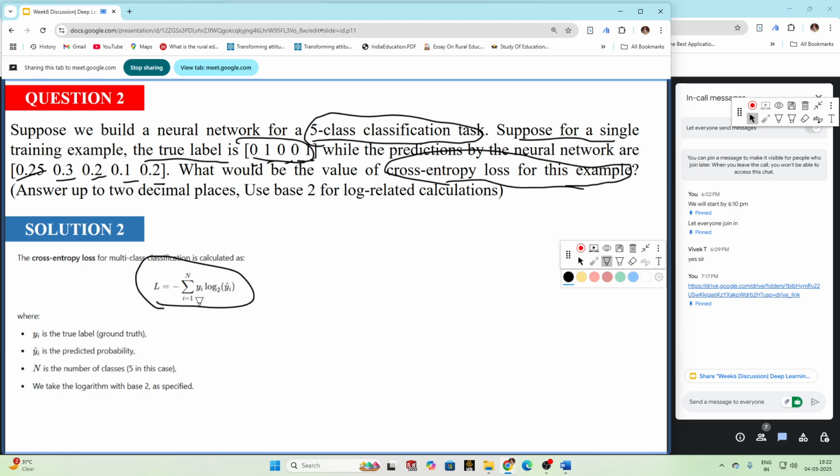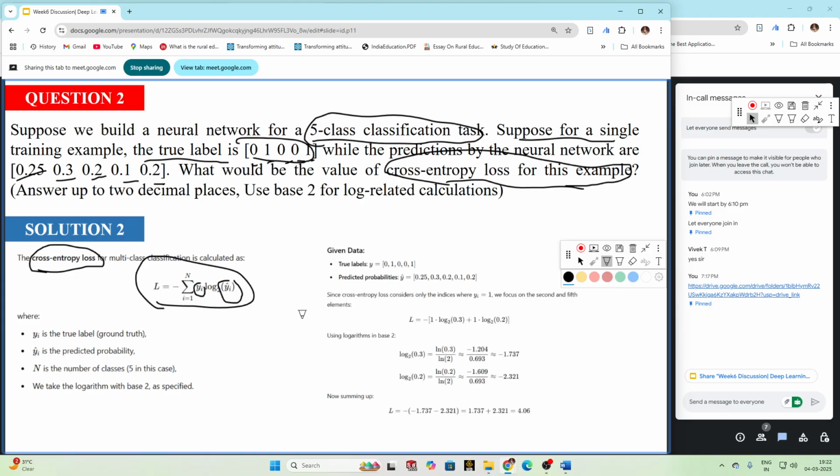Here we have two things, one is yi and yi hat. Whenever hat is over a parameter, it is known as the prediction. So yi is the actual value and yi hat is the predicted value. And this n is nothing but the number of classes. And second is the log base, we are taking it as base 2. So this is the formula of the cross entropy loss.